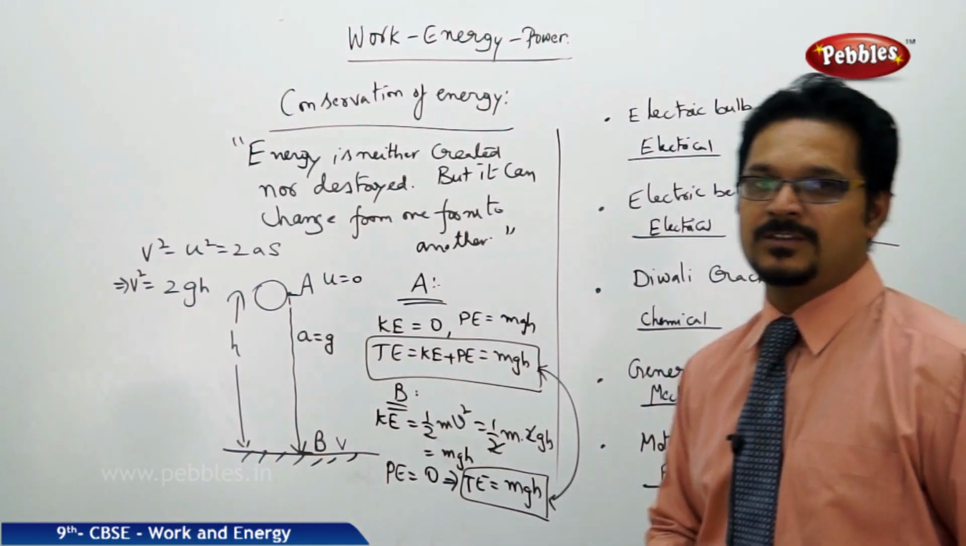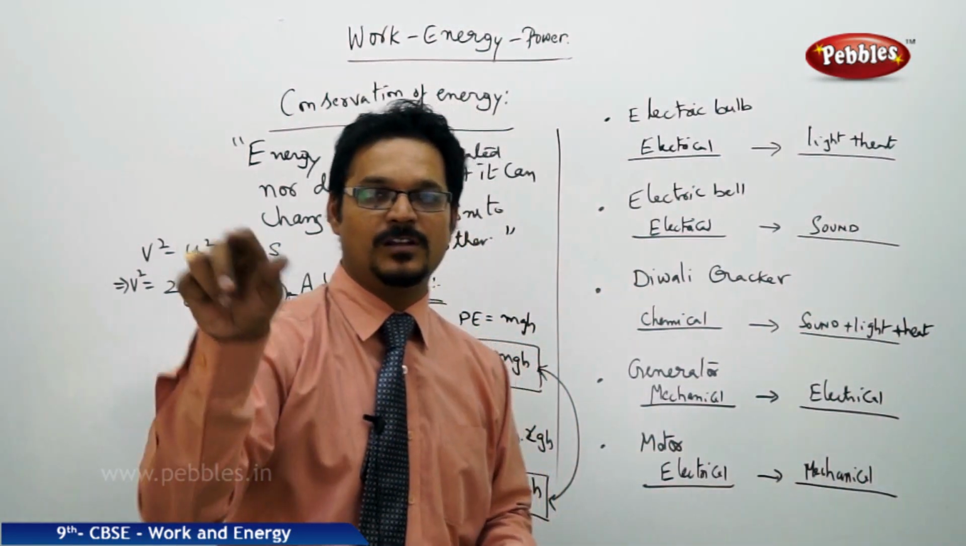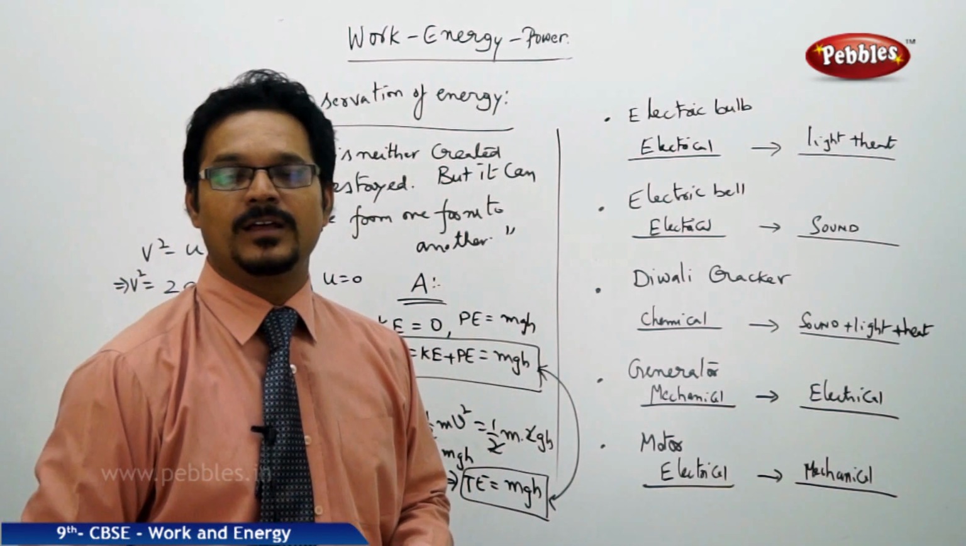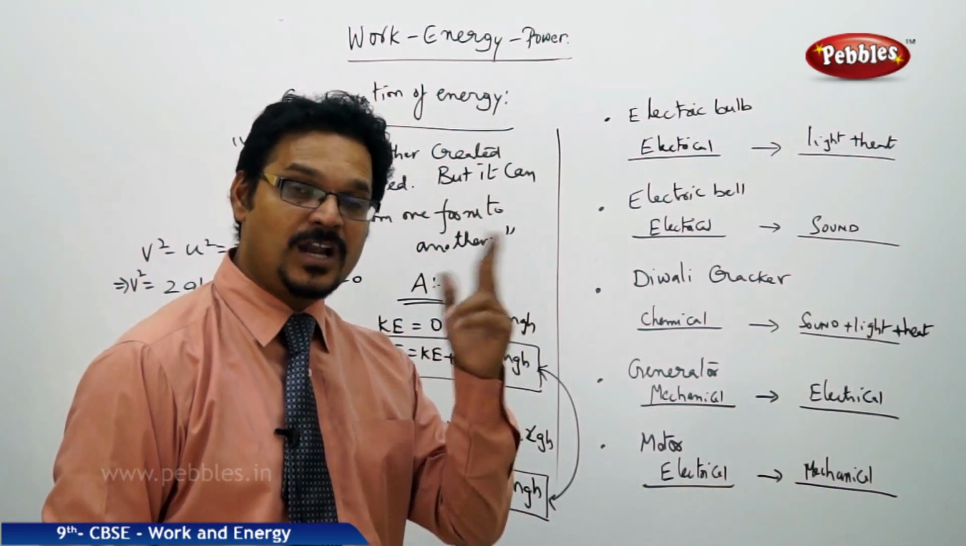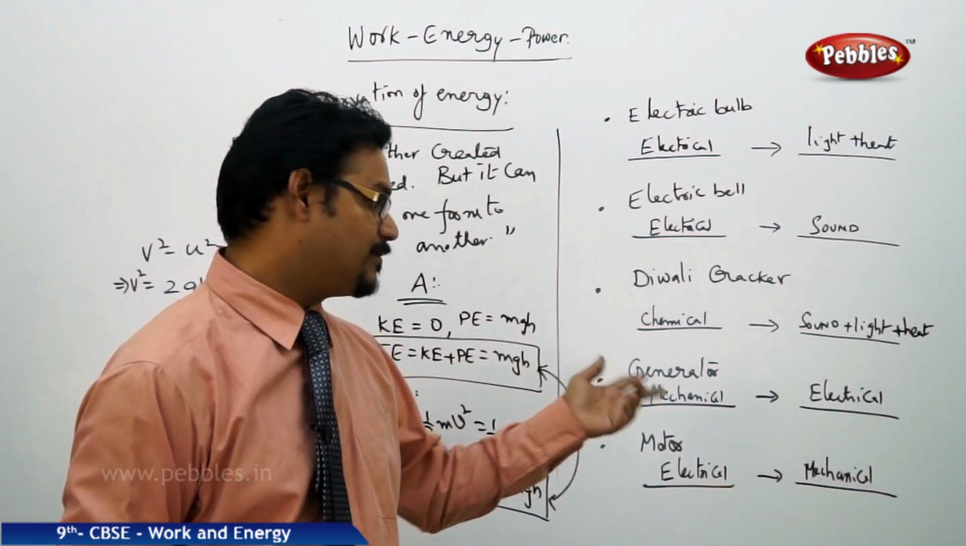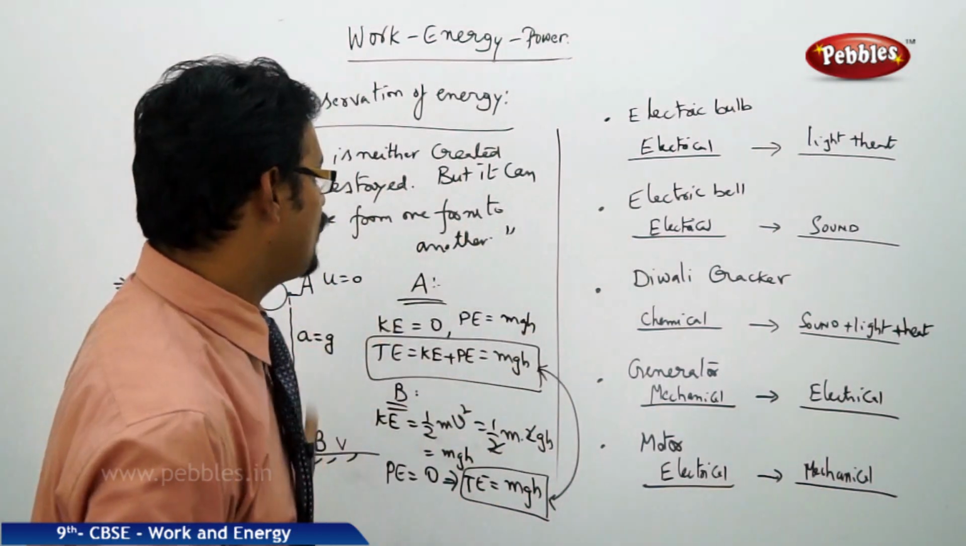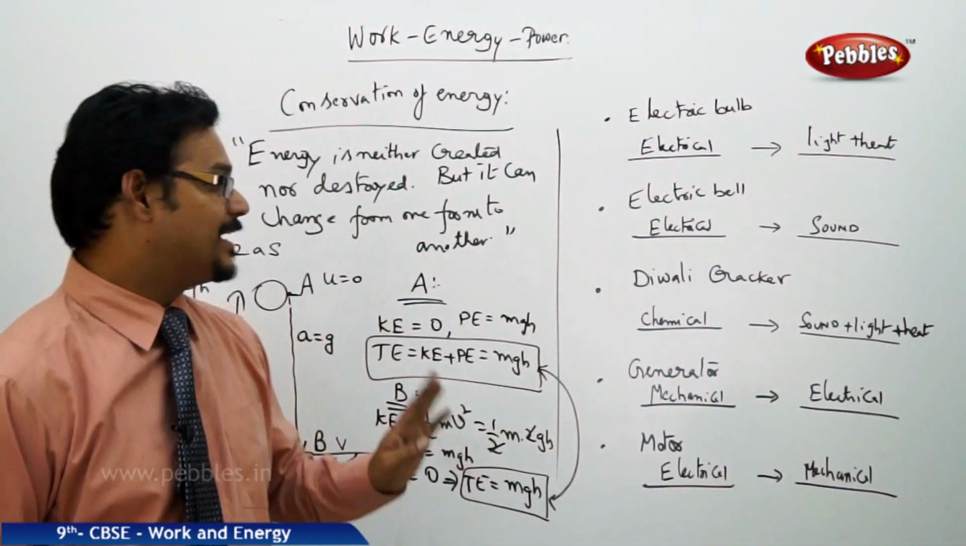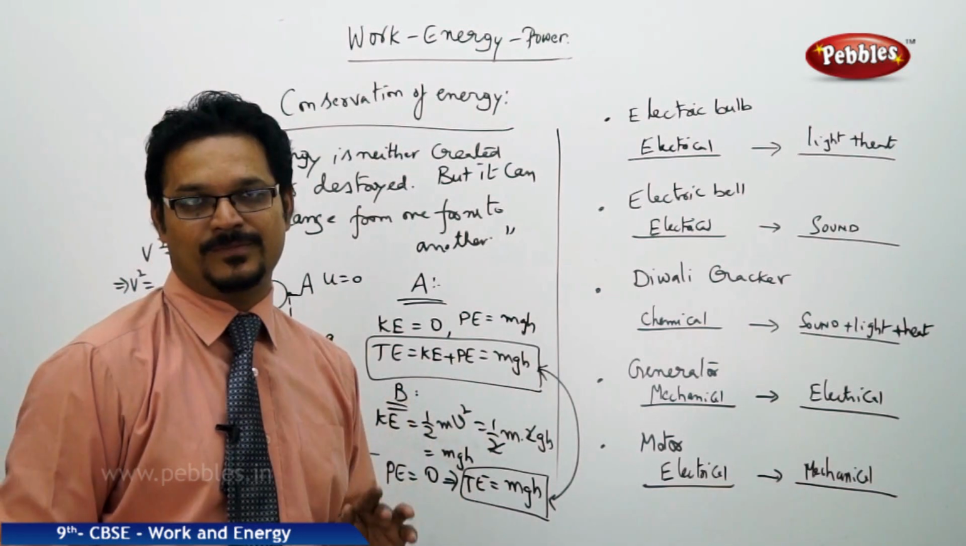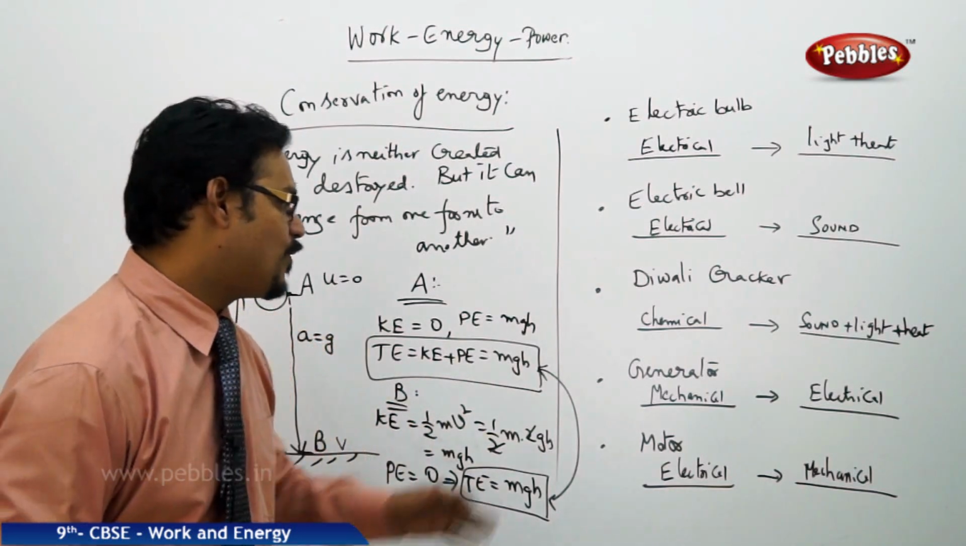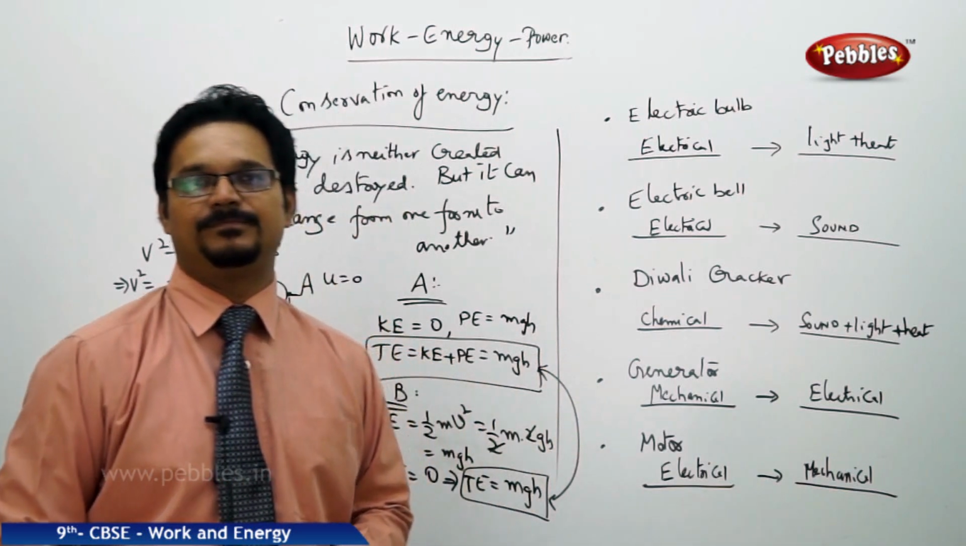In fans, if you see, there is a motor inside. When you switch on the fan, it takes electricity, and the blades start rotating. So the blades' rotation is mechanical. There are so many examples like this. It tells that energy is actually not lost. It is changing from one form to another form.